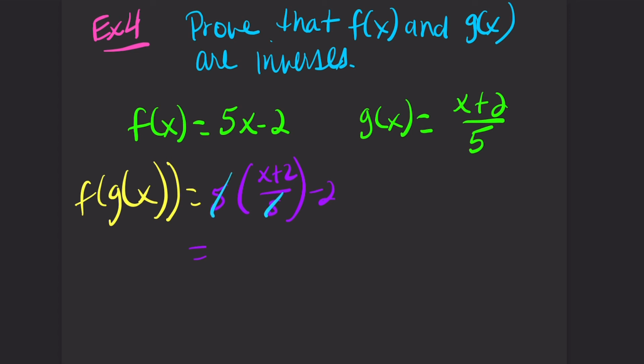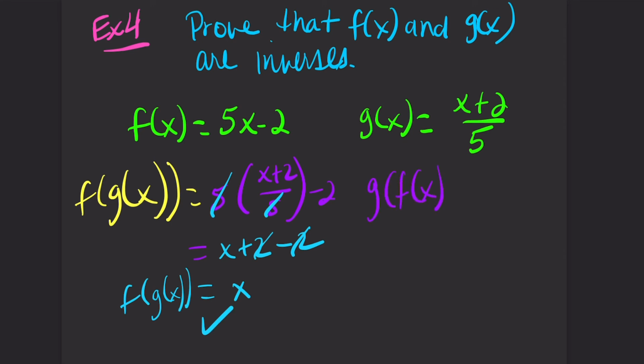5 over 5 cancels out, reduces to 1. So I'm going to bring down x plus 2, bring down minus 2. 2 minus 2 is 0, and I get x. Okay, so as you can see, the first part is looking good. Now let's do it the other way around.